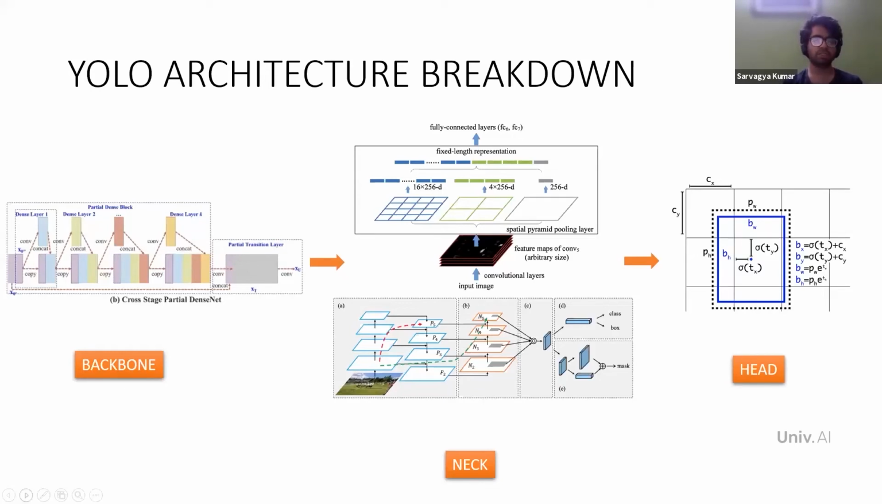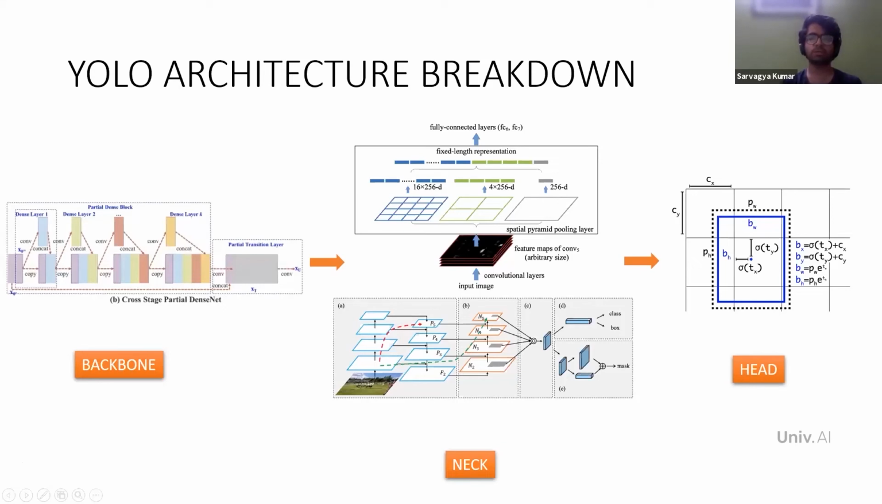So what this does is it removes some of the computational burden from the architecture. Now coming to the neck, it basically takes all the feature maps that have been produced by the backbone and sums it all up for the head to detect.